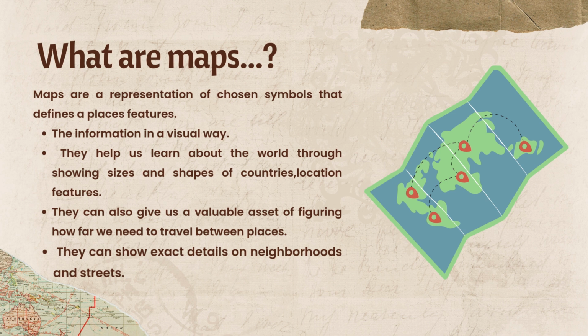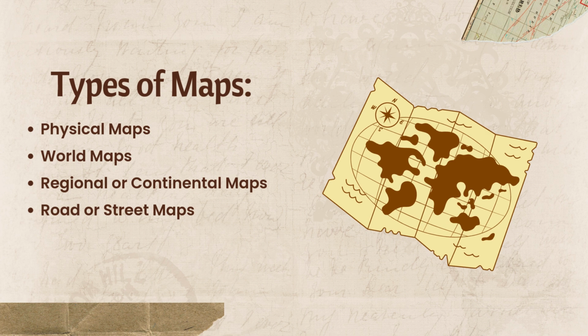So, what are maps? Maps are a representation of chosen symbols that define a place's features, the information in a visual way. They help us learn about the world through showing sizes and shapes of countries and location features. They can also give us a valuable asset of figuring how far we need to travel between places. They can also show exact details on neighborhoods and streets. Then we get different types of maps. The first one being physical maps, world maps, regional or continental maps, and road or street maps.